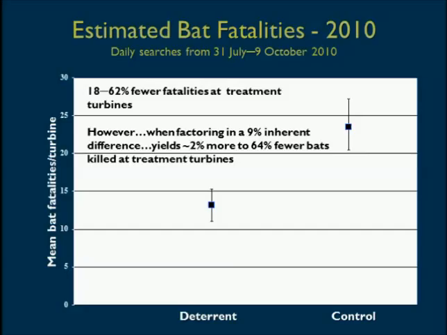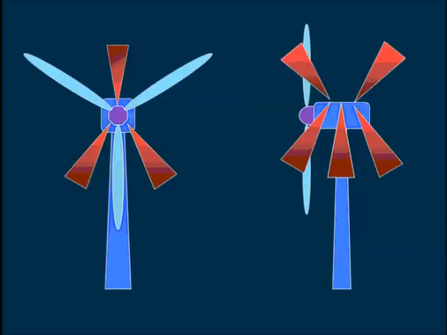So this next slide shows a rough schematic of how the deterrents were placed and oriented on the turbines. As you can see, we had 3 on each side pointing down, and then 2 on top of the nacelle directed toward the blade and away from the blade.